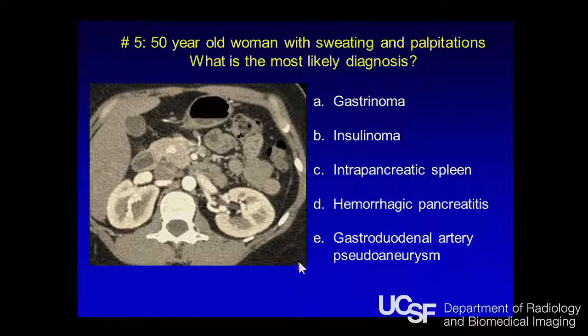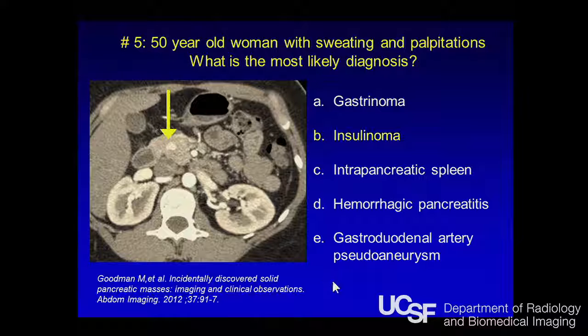And finally, case 5, this is a 50-year-old woman with sweating and palpitations. And what is the most likely diagnosis? And this is an insulinoma. And again, by far, about 90% are benign. They tend to be very small, intensely enhancing on arterial phase. You can see this one is just about 1 centimeter.